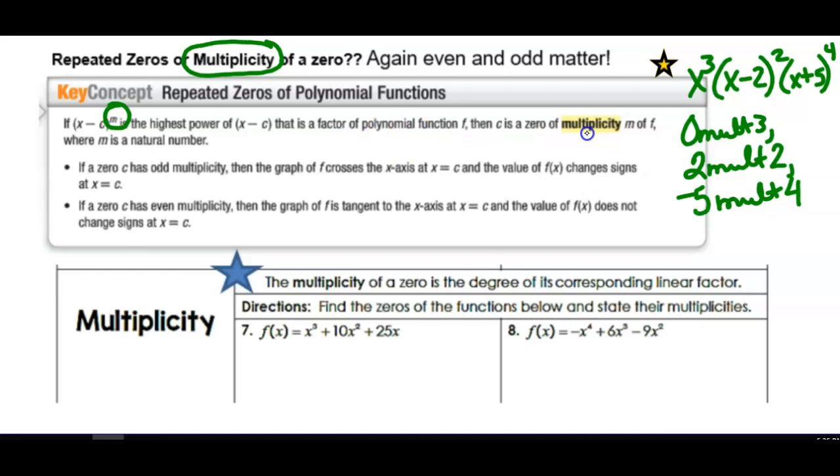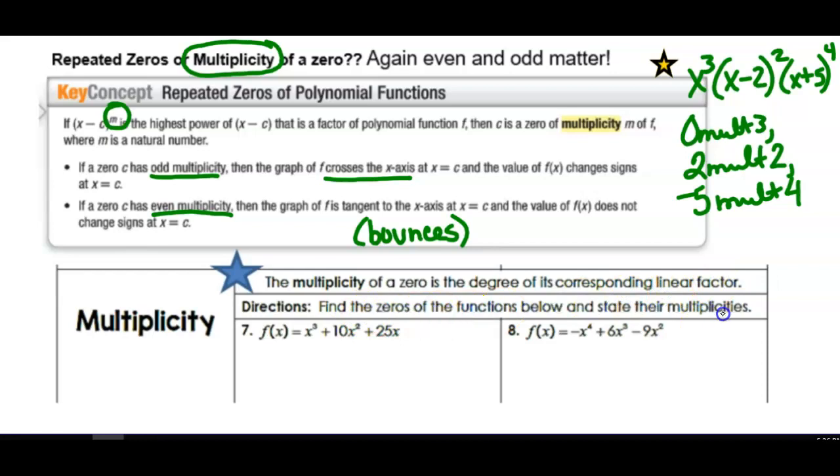It says the multiplicity m of a function: if the multiplicity is odd, then the graph crosses the x-axis at that 0. If the multiplicity is even, then the graph is tangent to the x-axis or bounces off of it. The multiplicity of a 0 is the degree of its corresponding linear factor.